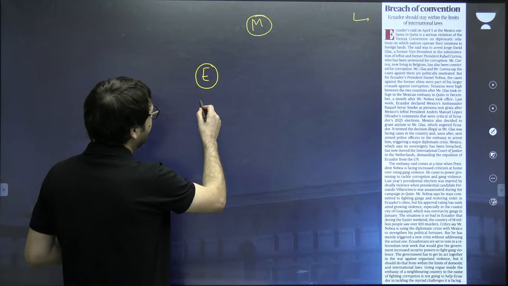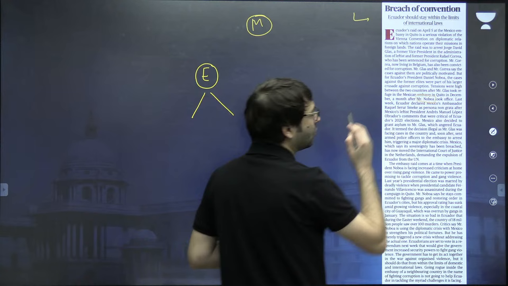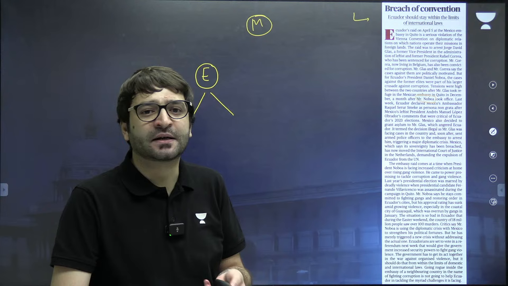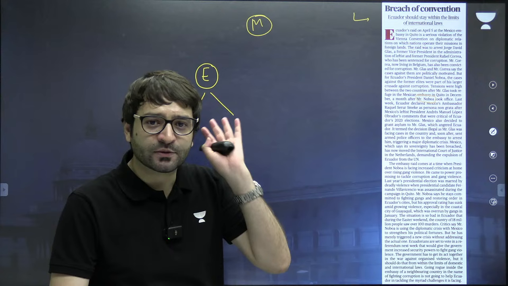In Ecuador, there was an election last year. The incumbent government lost power, and Mr. Noboa took office. He launched his campaign against corruption, and because of it the former president, Mr. Correa, was convicted for corruption. He left for Belgium.